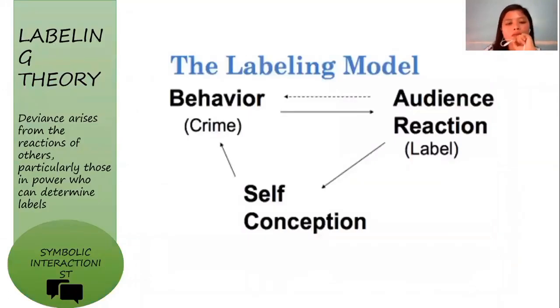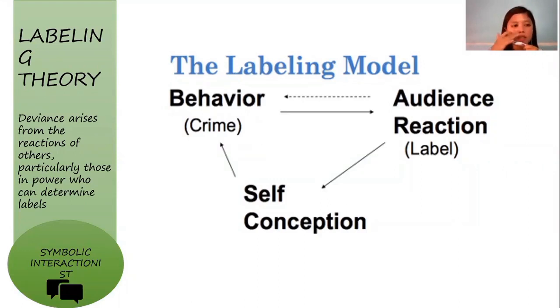Next, we are in the symbolic interactionist paradigm. The first theory under symbolic interactionist is the labeling theory of, who is this proponent? The proponent of labeling theory is Howard Becker. Oh no, it's not. It's George Herbert Mead.